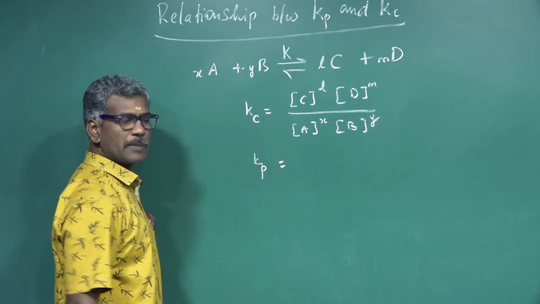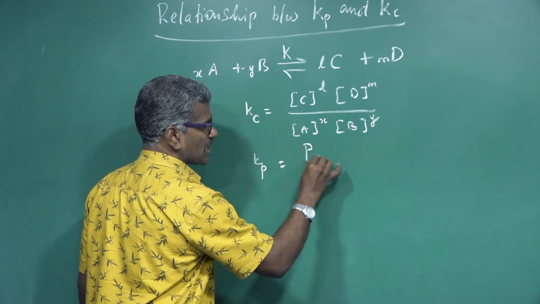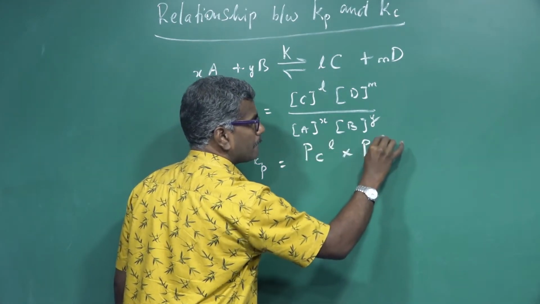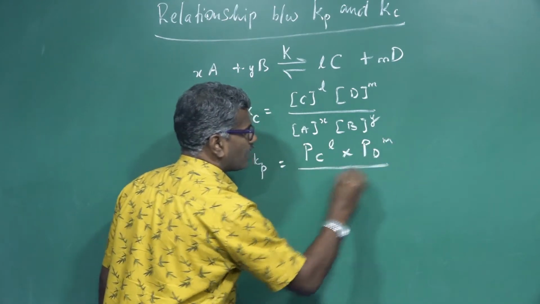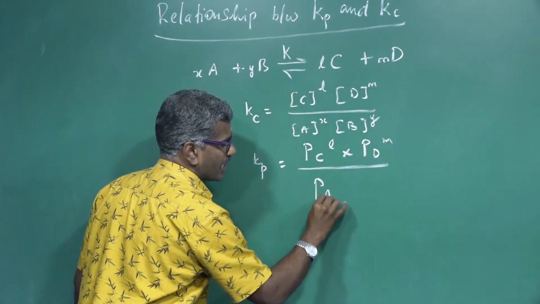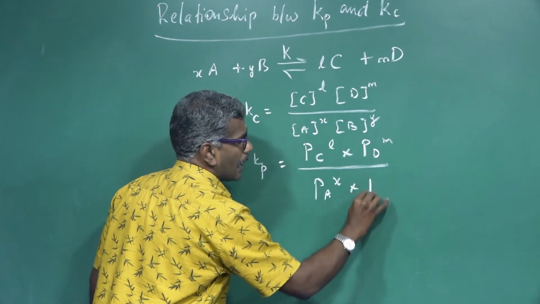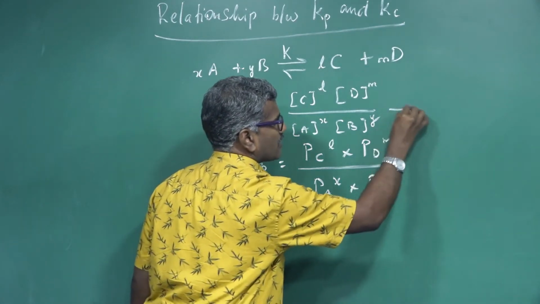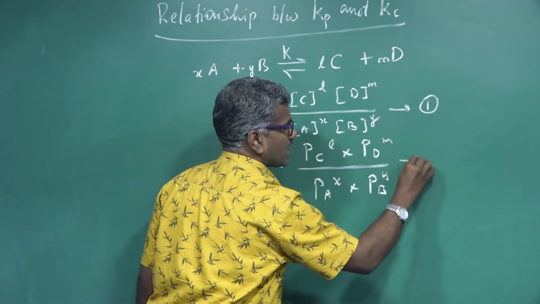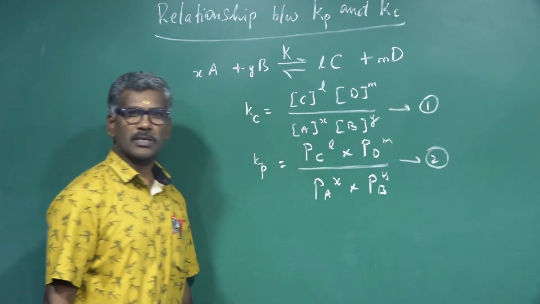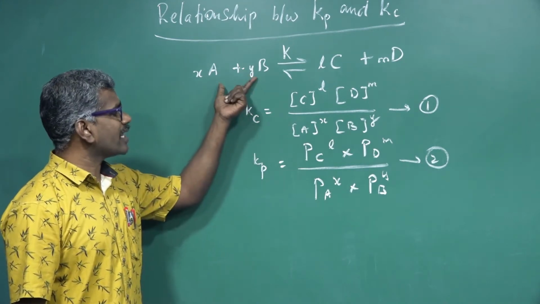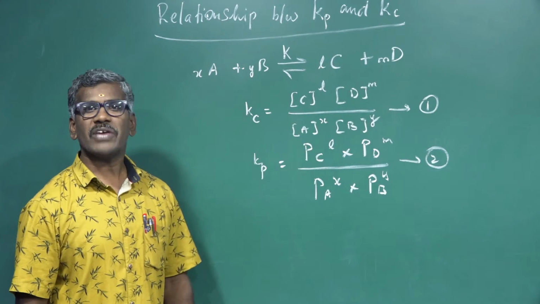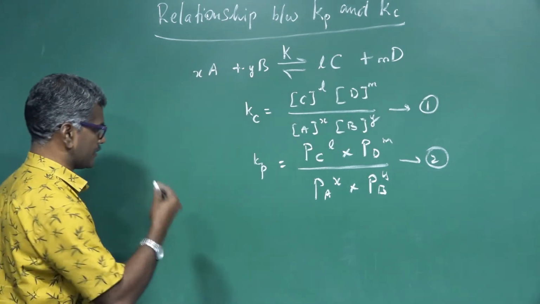Likewise, Kp is the partial pressure of C into partial pressure of D, divided by the partial pressure of A into partial pressure of B, each raised to its coefficient. This is equation number 1, and this is equation number 2. In this reaction, all the reactants and products are ideal gases, so we use the ideal gas equation.